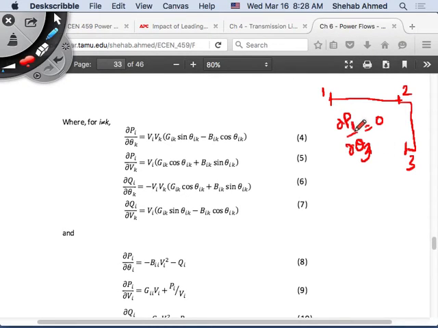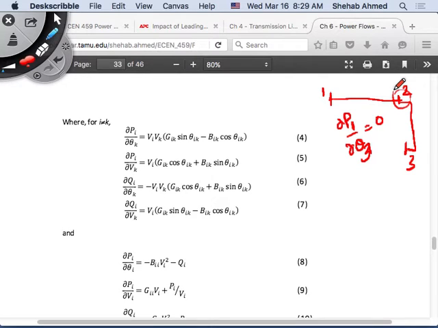It means there is no change in real power at bus 1 when changes are occurring in angle at bus 3. There's no direct relationship between them. They're related through bus 2, so there will be changes at bus 2, and these changes at bus 2 will affect bus 1. But there is no direct relation between real power change at bus 1 and angle change at bus 3.